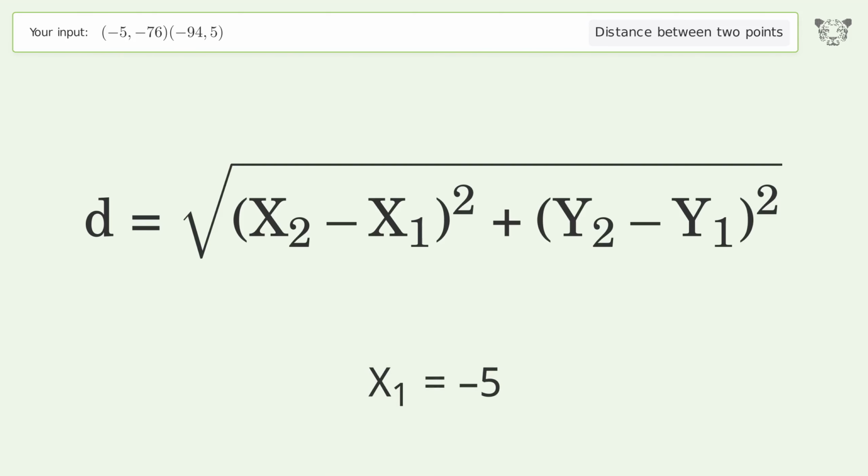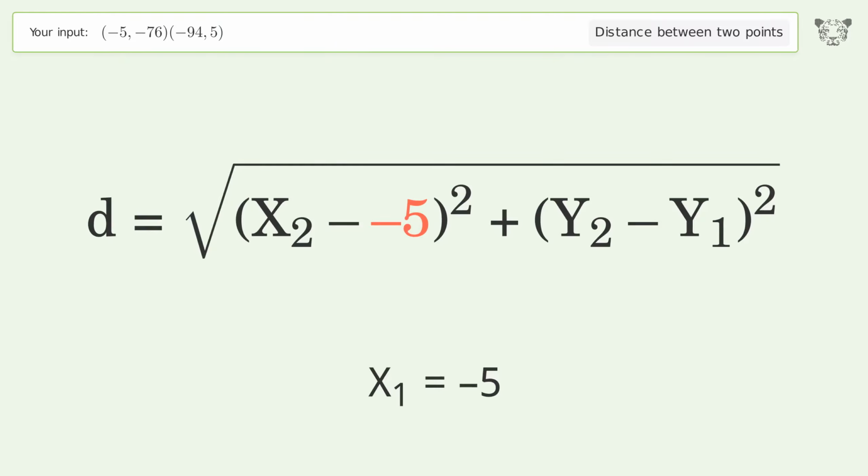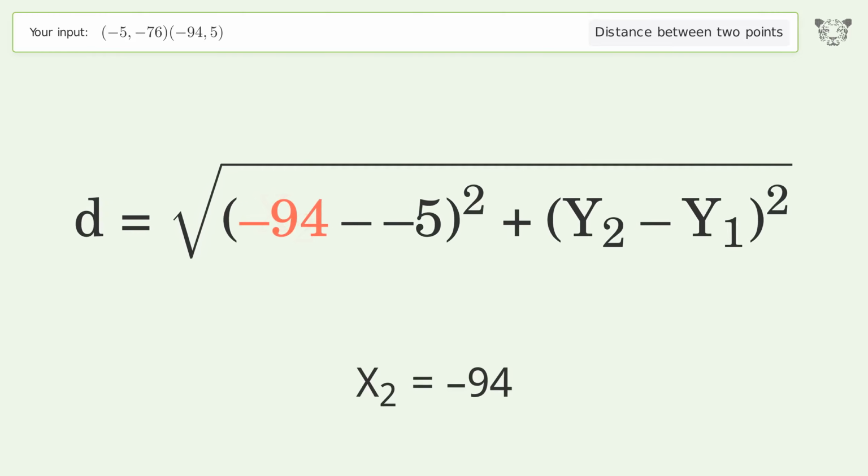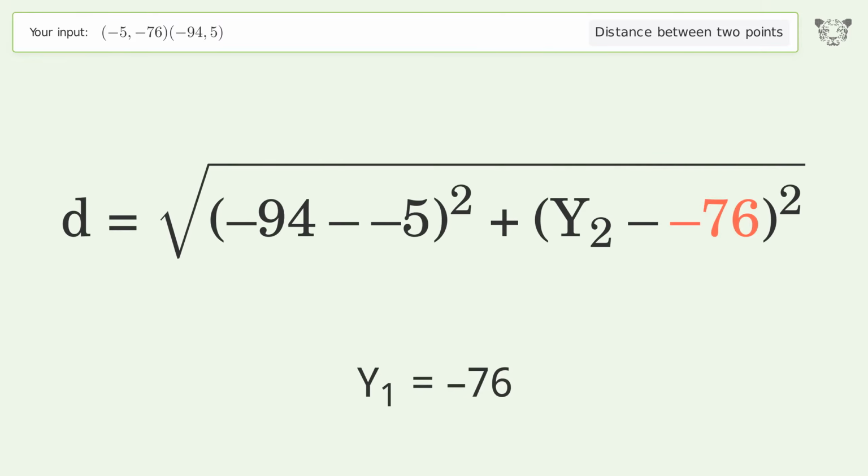x1 equals -5. x2 equals -94. y1 equals -76. y2 equals 5.